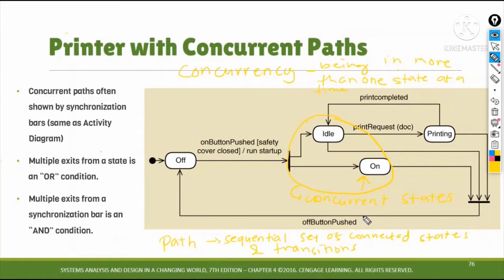Sometimes within a state machine diagram, there will be states that are exactly concurrent states. However, when there are several states in a path that are parallel to one another, we say that those are concurrent paths. These two states right here, we call concurrent states. These two paths right here, we call concurrent paths.